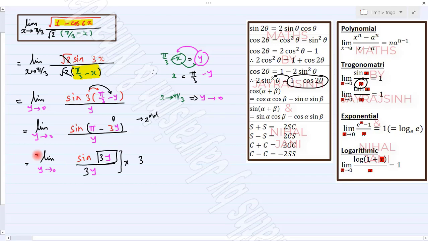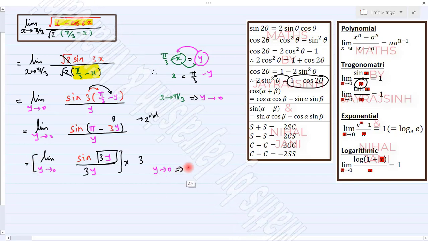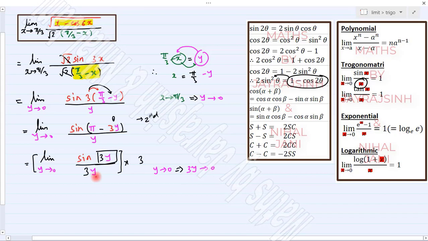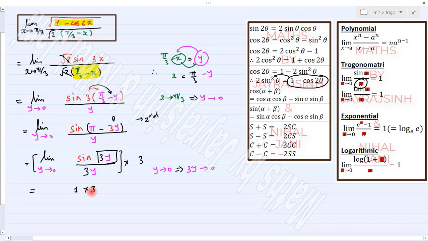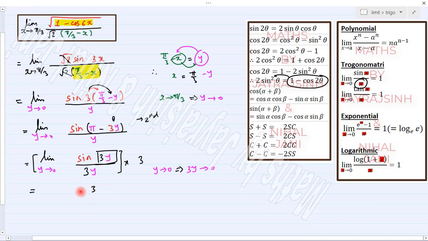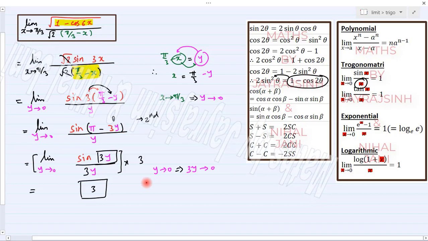So we get the standard form. If y tends to 0, that means 3y will also tend to 0. So this whole bracket will become 1 into 3, or we can say 3 is our final answer. Ta-da!